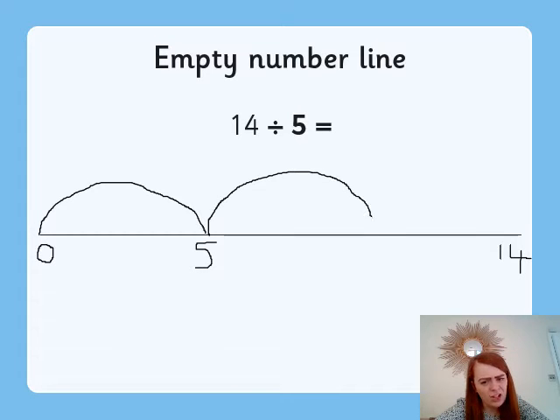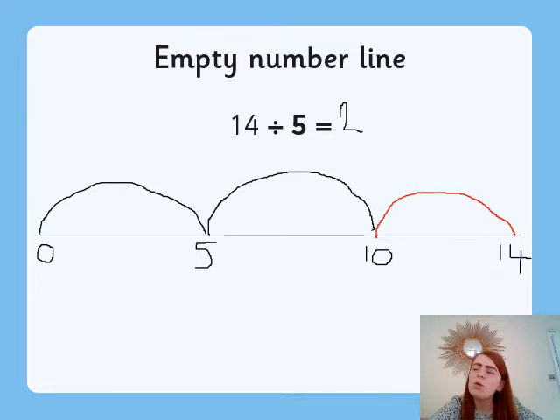And another jump of 5, which takes us to 10. Can we fit in another jump of 5? Well, no, because that would take us to 15. So I've got 2 jumps of 5, and I've got a remainder, a leftover, and it's this amount here from 10 to 14.